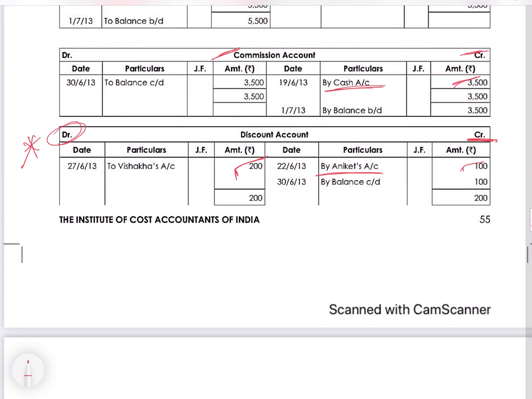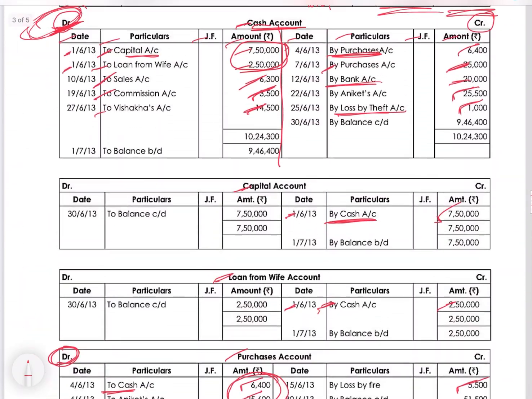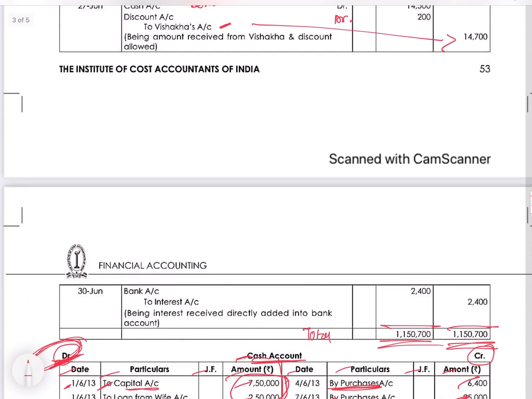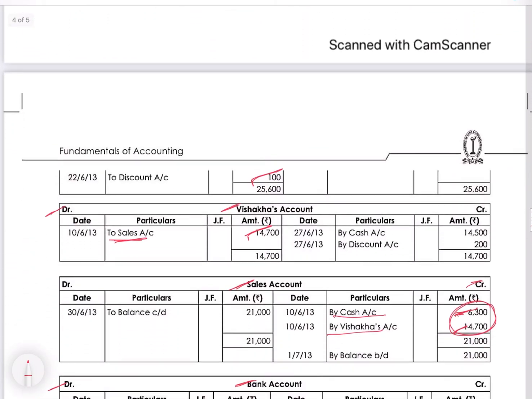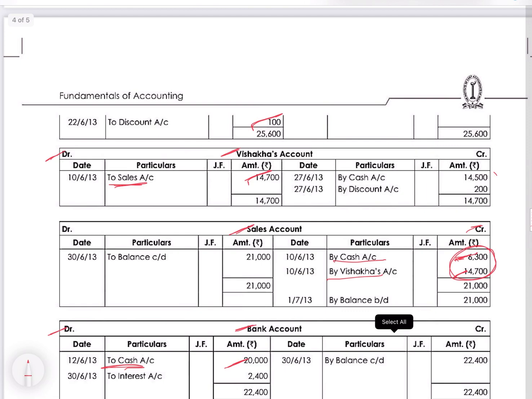Okay. So discount 200. And what was the third impact? Vishakha's. In this entry we have to give 3 impacts. 3 ledgers have to be impacted, right? Remember, to Vishakha's account 14,700. We credited Vishakha's account with 14,700, but with the breakup, what? Cash 14,500 and discount 200. Okay?